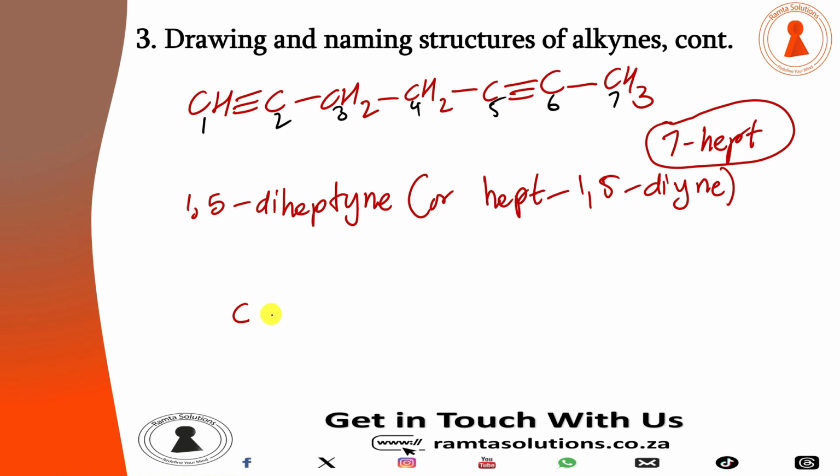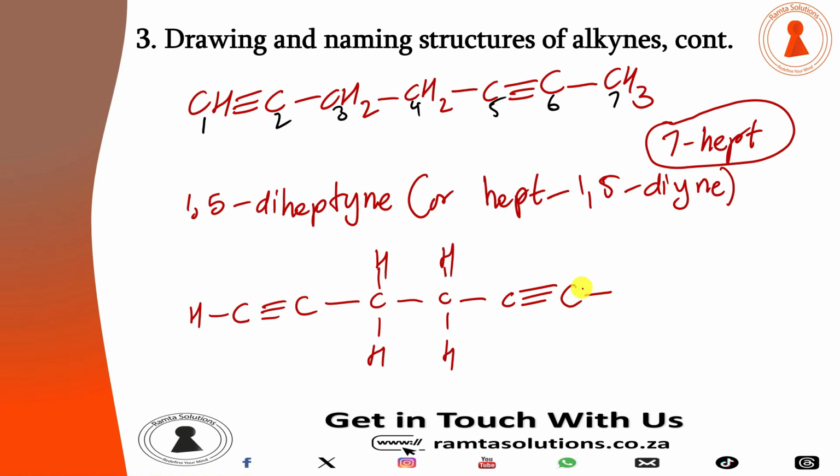First carbon has 1 hydrogen, and a triple bond rather. It doesn't have a hydrogen, single bond is fine. The third has 2 hydrogens. The fourth has 2 hydrogens. The fifth has no hydrogen, it has a triple bond. The sixth has a single bond, no hydrogens. The seventh has 3 hydrogens. And this is the structure of your 1,5-diheptyne or hept-1,5-diene.